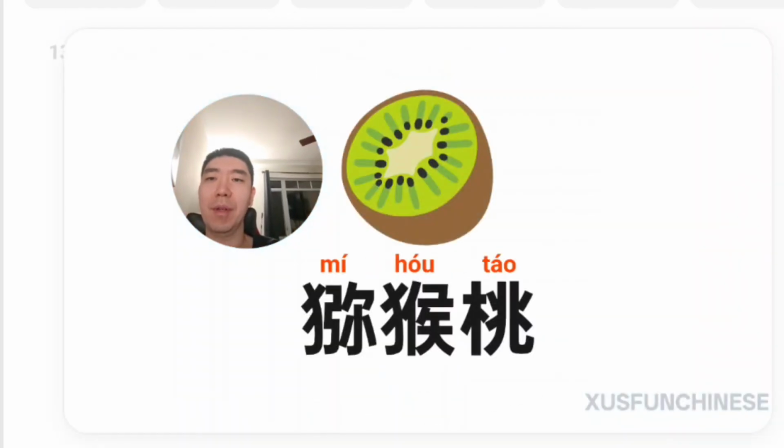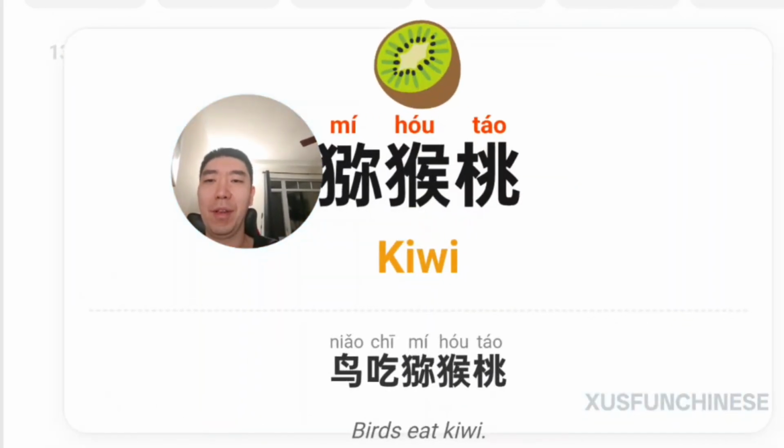猕猴桃。猕猴桃 is a very funny name. It's still 桃, the peach, but 猕猴 is a kind of monkey, so it's a monkey peach. 鸟吃猕猴桃。Well, I'm not sure if 鸟吃猕猴桃. This is just a random sentence.